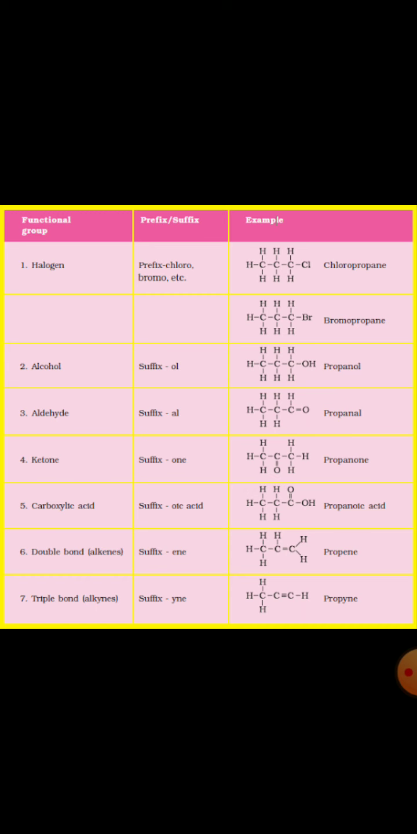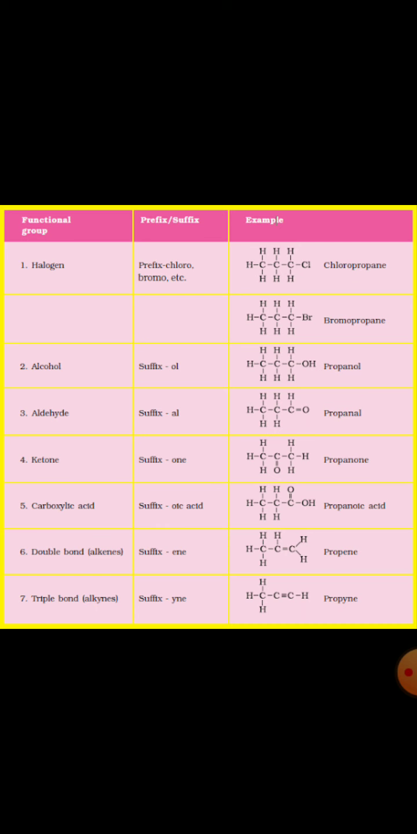If we have carboxylic acid, with C double bond OH, then it will be oic acid. The suffix will be oic acid. So from propane, if the functional group C double bond OH is added, then e will be removed and the oic acid suffix will be added. So it will become propanoic acid.